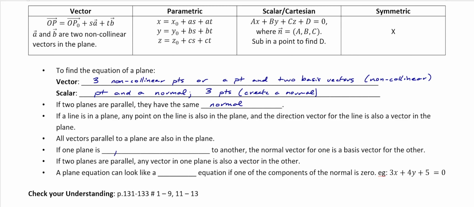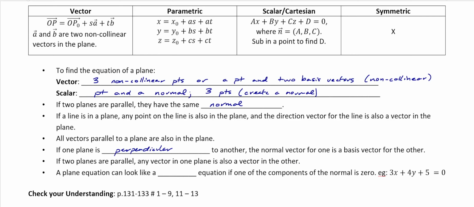If one plane is perpendicular to another, the normal vector for one is a basis vector for the other. Okay, so if you have 2 planes that are perpendicular to each other, the normal vector for one of those planes will sit on the other plane and therefore form a basis vector. If 2 planes are parallel, any vector in one plane is also a vector in the other. That's pretty similar to what we saw here.